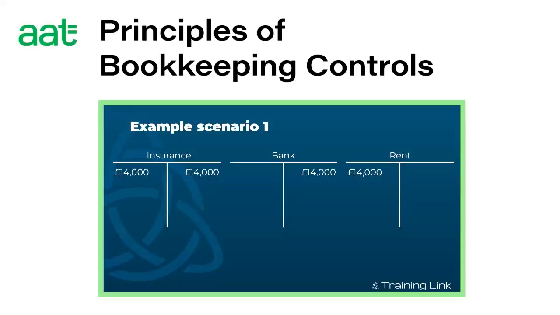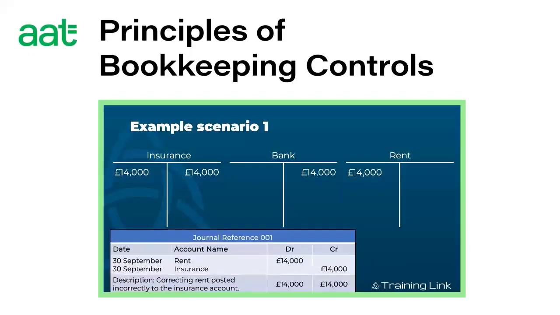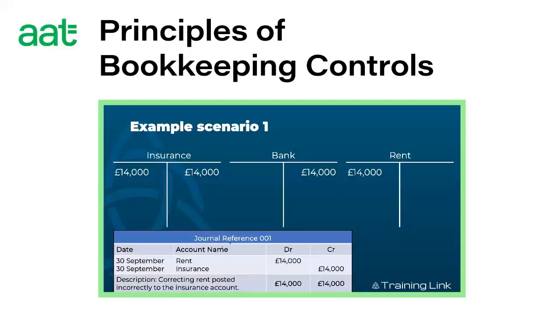Now, how would that look in terms of the journal format? So you can see we've stuck with journal reference 001, but we've got rent of 14,000 as a debit entry, and we've got the credit entry there in our insurance account for 14,000. And then we've entered in the description as correcting rent posted incorrectly to the insurance account.